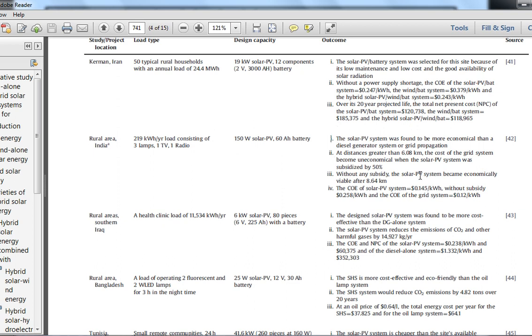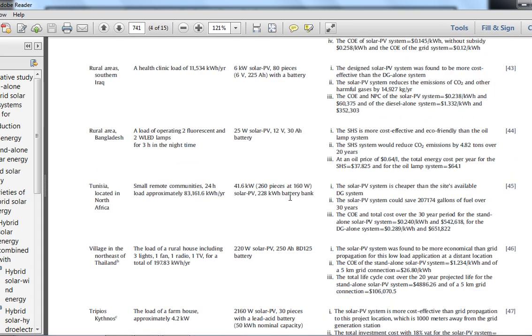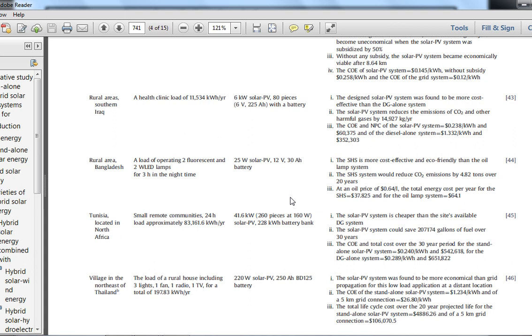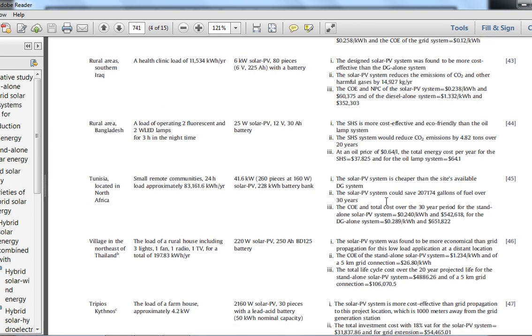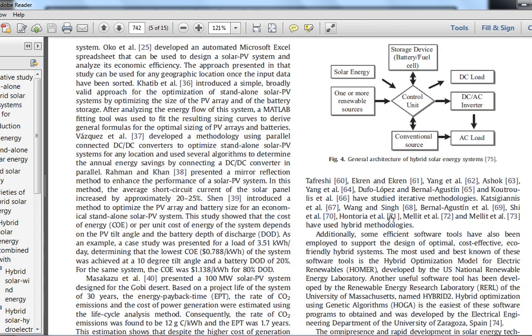Similarly, the solar system would be found to be more economical than the diesel generator. So these are the other criteria where every system has its own bounding criteria, because incorporating or installing PV also depends upon the location of the installation of the system. And this is the general architecture of the hybrid solar energy system. We can incorporate more than one source.